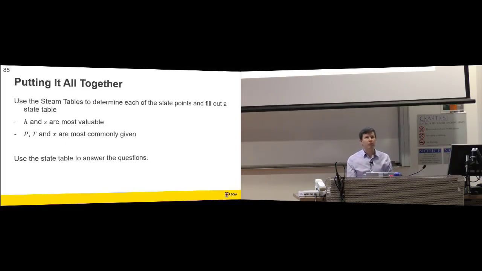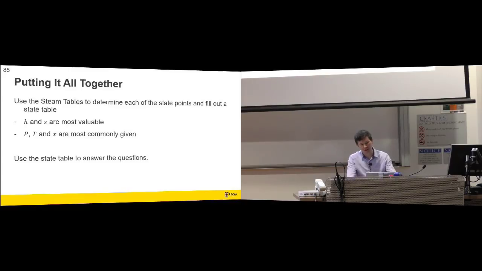What you'll find when you're doing calculations is you'll find pressure and temperature and quality, particularly saturated steam and saturated liquid, are the things you can easily measure. You can observe those in the field. Put a pressure gauge, read the pressure. Put a thermocouple, read the temperature. They're the things that can be most easily observed, and so they're most commonly given in problems.